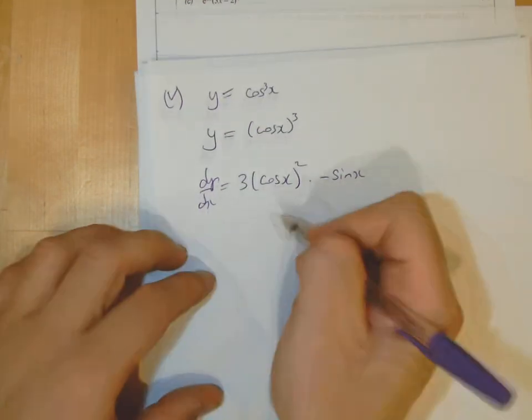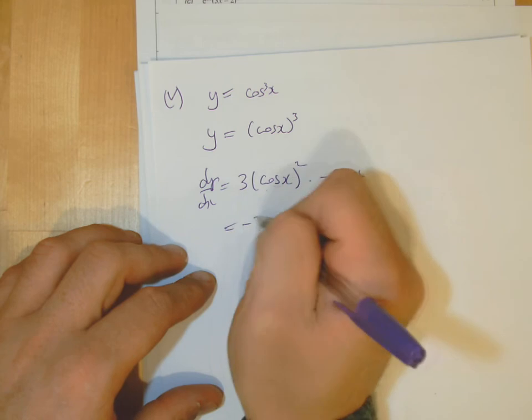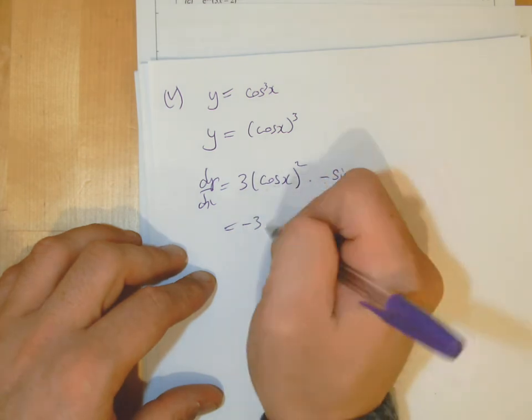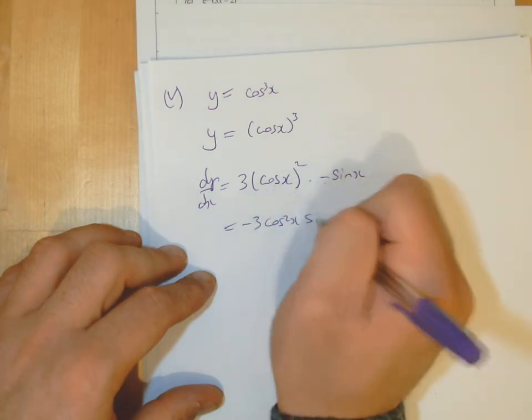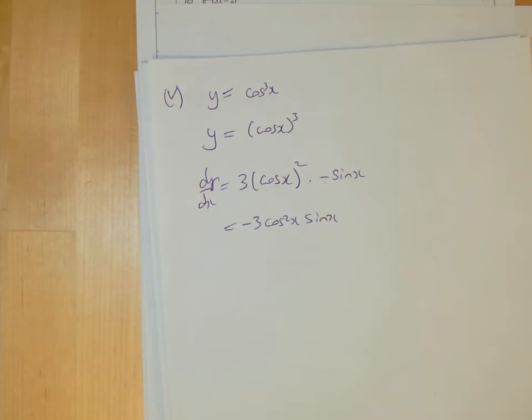We can simplify this a bit now. We can put that minus at the front. Cos x all squared, well I can write that as cos squared x, can't I? Sin x, and that's it. It really is that simple.